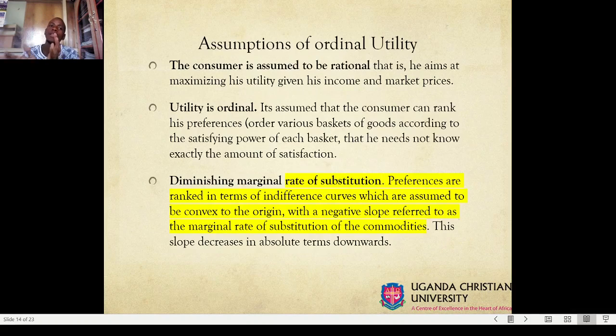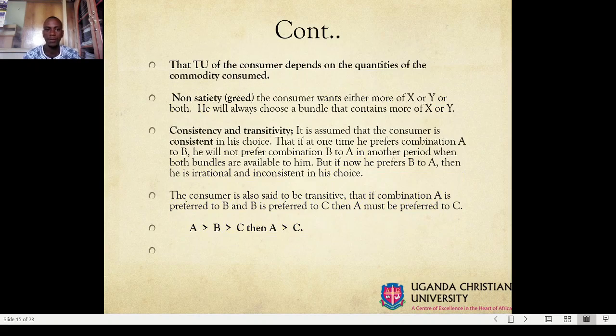That's the approach. But let's understand more the ordinal approach, and we can get a clear understanding of it by looking at its various assumptions. The first one was the consumer is assumed to be rational. This applies with the earlier approach. In this, the consumer aims at maximizing satisfaction given the income they have and the market price. The utility is treated as ordinal; the consumer can rank their preferences. And then we talk about diminishing marginal rate of substitution, and this comes from the indifference curve, meaning we will understand it more when we get to the indifference curves.